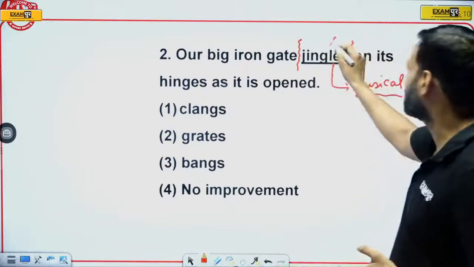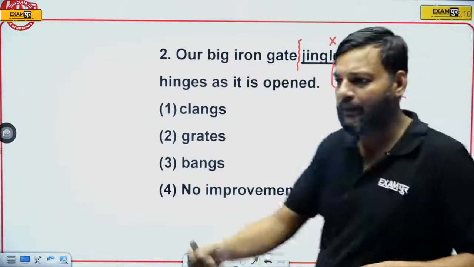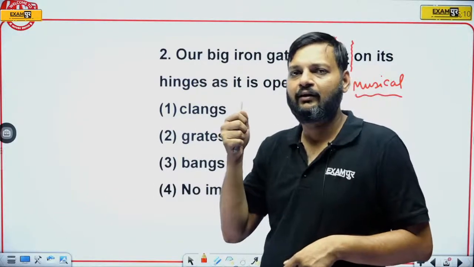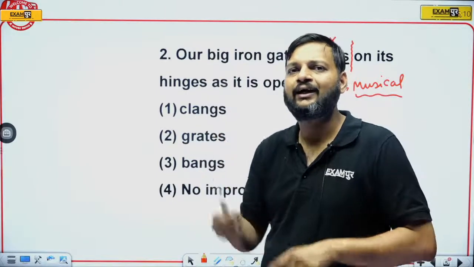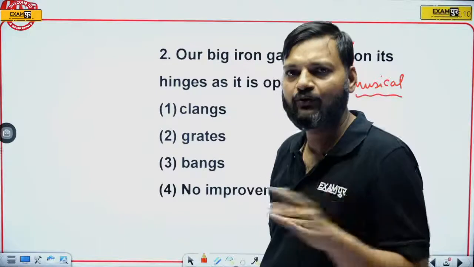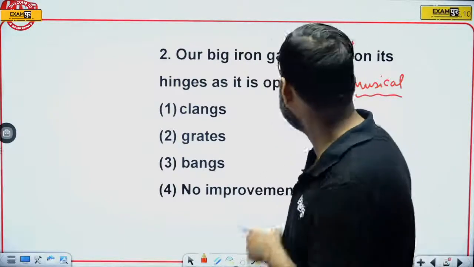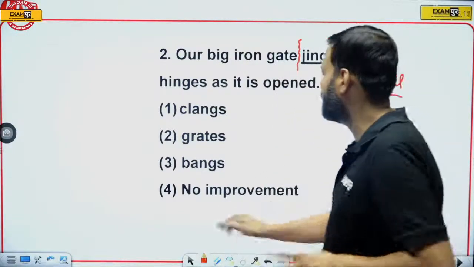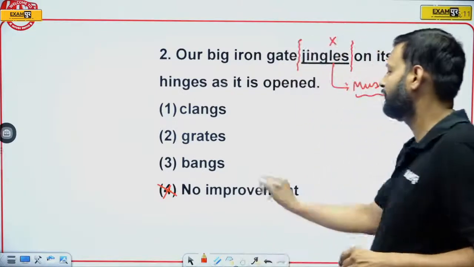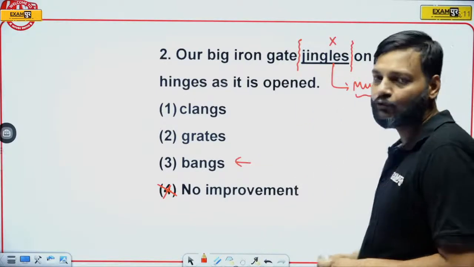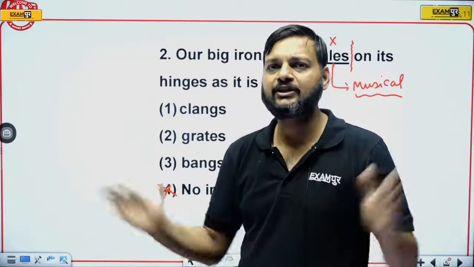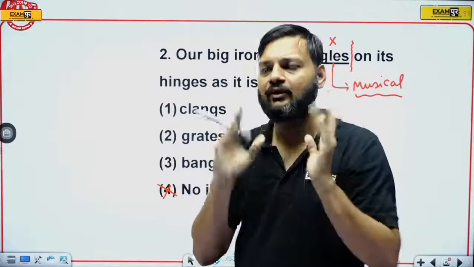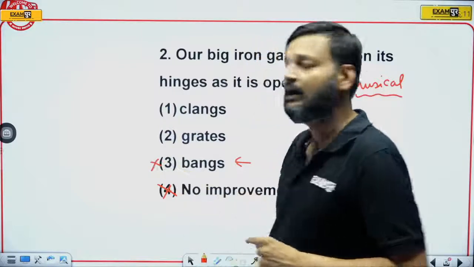So the word jingle is wrong here, because when we open a gate and it produces some kind of sound, it is not jingle at all, because it is not musical at all. So jingle is not the word here, so no improvement. Now bangs. Bang means when two heavy things hit each other like this. This is bang. So bang is not the answer.